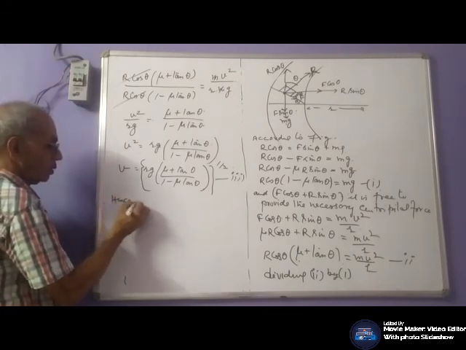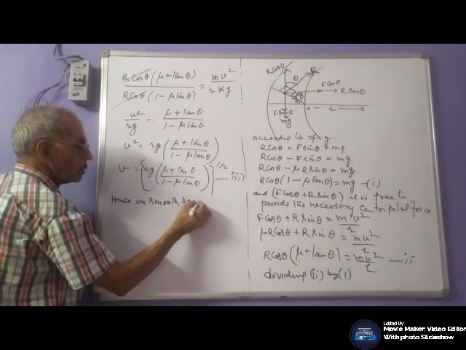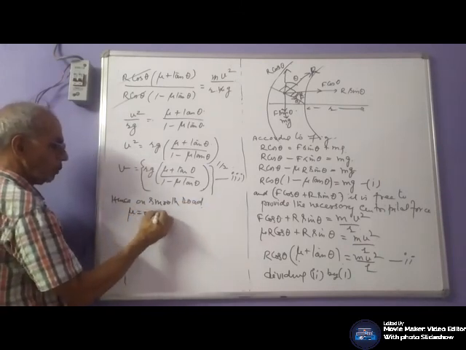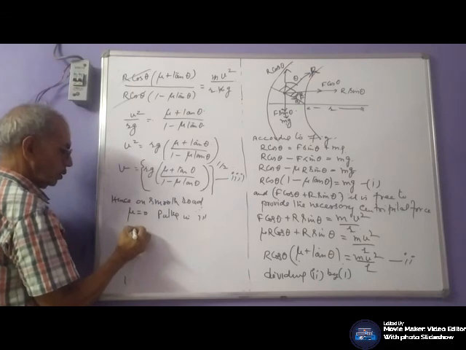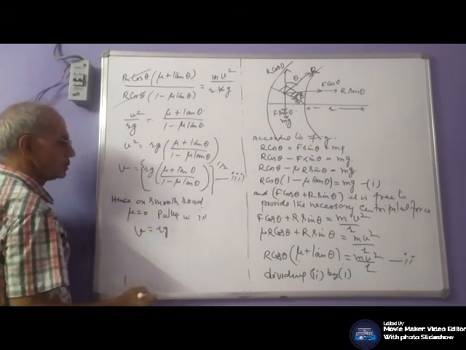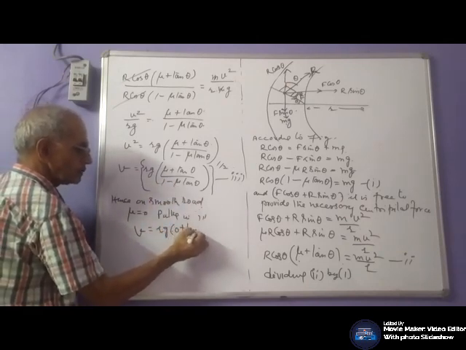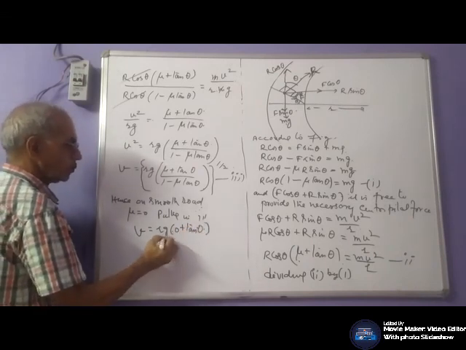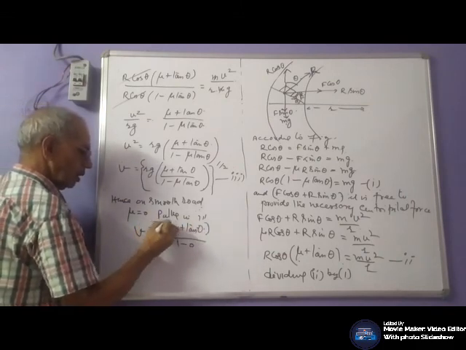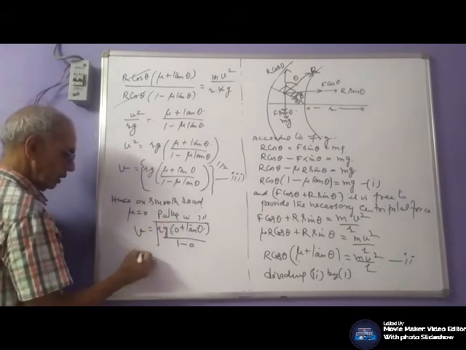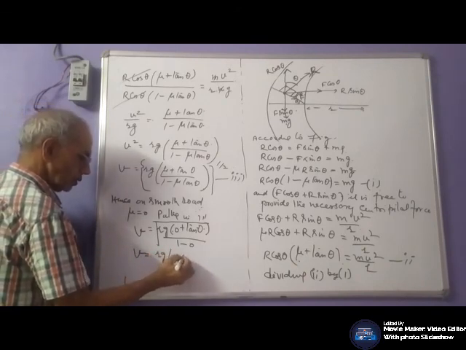Hence, on a smooth road, mu is 0. Putting in third: v is root of rg times zero plus tan theta by 1 minus 0, under the root, or v is root of rg tan theta.